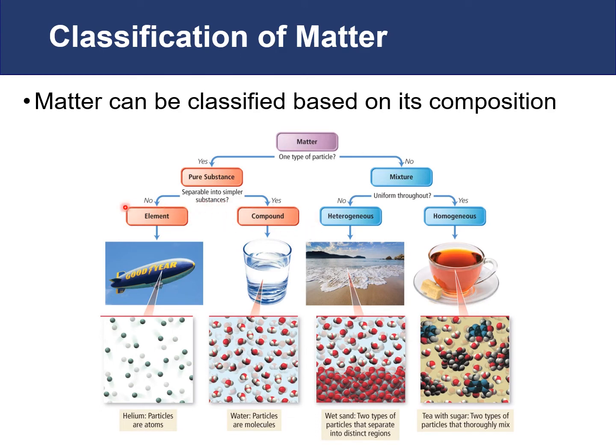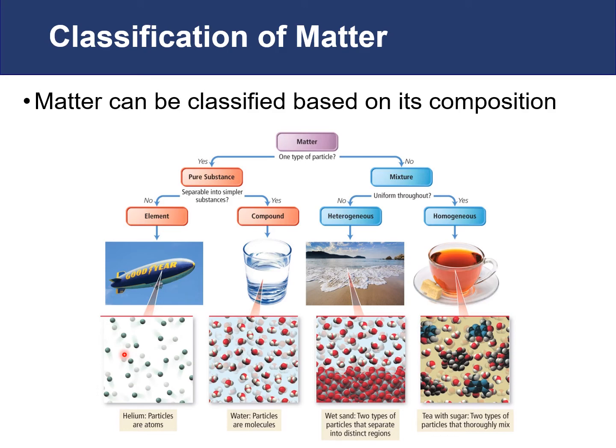An example of elements would be helium atoms or hydrogen atoms. Hydrogen atoms, again, typically come in the form of H2. So helium atoms, hydrogen atoms, as long as the molecules themselves are comprised of all the same type of atom.